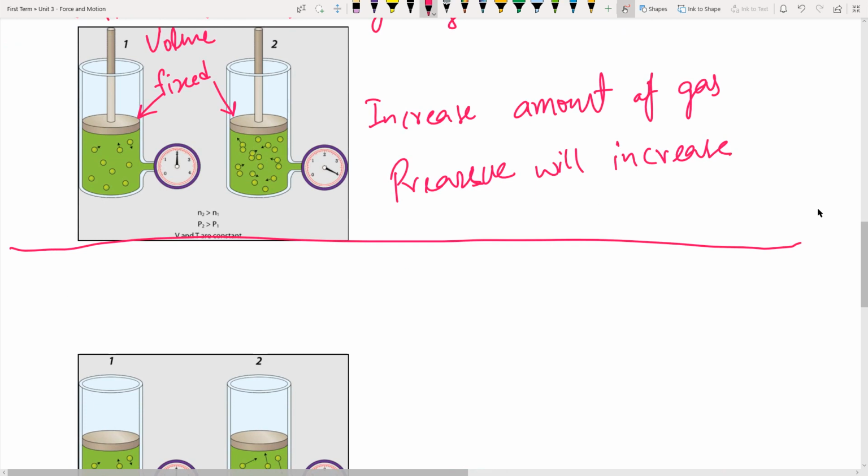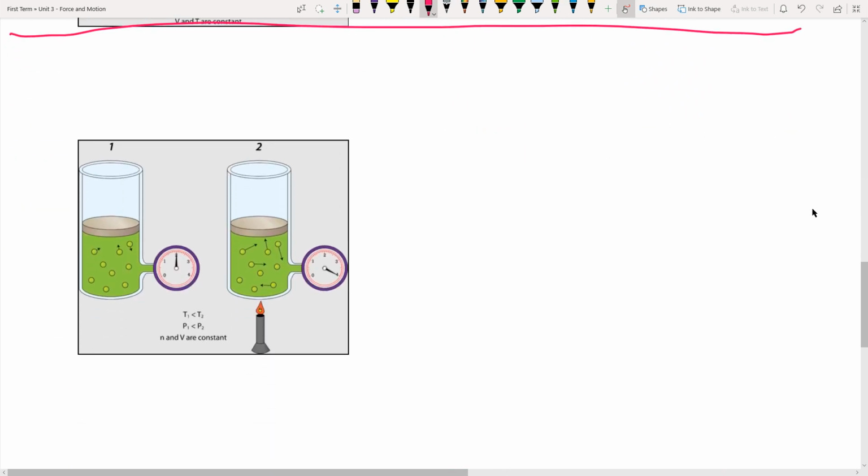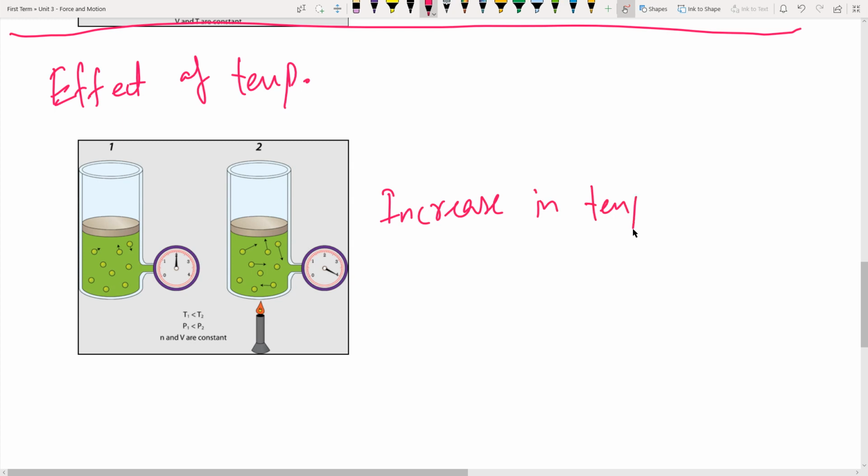Now this is the third case, which is the last case. What will happen if the temperature is increased? So this is going to be the effect of temperature. An increase in temperature will result in more energy or collisions.